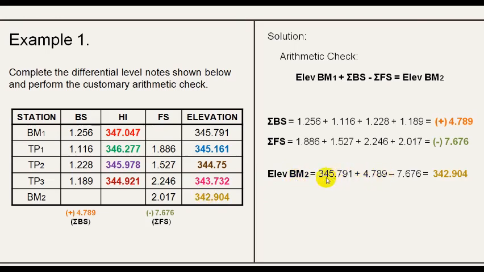So, find nato 345.791 plus 4.789 minus 7.676 equals to 342.902, which is the same sa atong computed. Remember na ang atong arithmetic check kay nagkuan na siya nga correct ato computation. Pero during survey, kung may mga error sa pag-read nato sa foresight, dili na siya ma-detect sa arithmetic check.